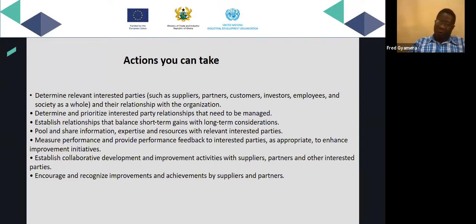Encourage and recognize improvement and achievement by suppliers and other partners. Let them know that they are part and parcel, that they contributed significantly to your success, and you want to recognize them as such.